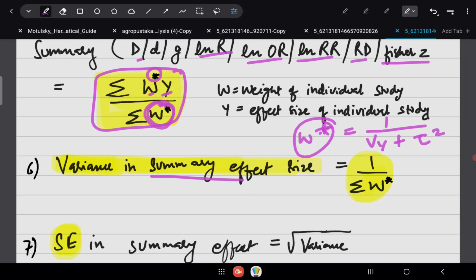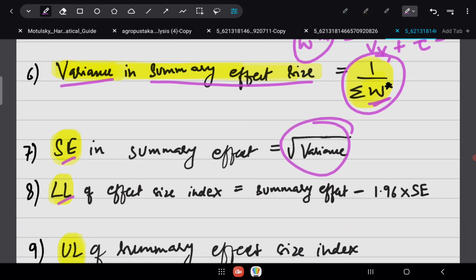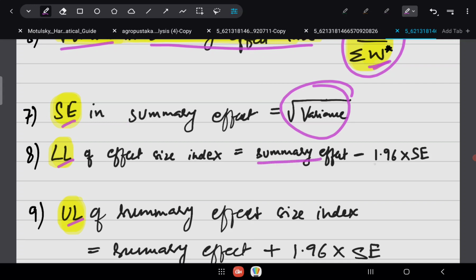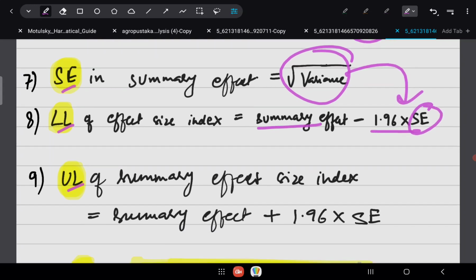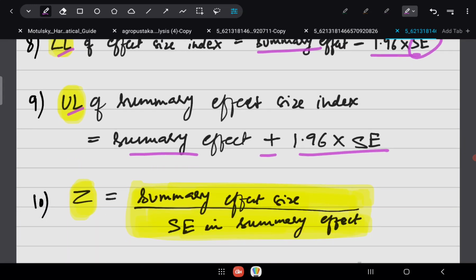So now you have the summary effect, then you can compute the variance of the summary effect. It will be inverse of the weight assigned to the studies in random effect modeling. Then you can compute the standard error of the summary effect. Obviously it will be the square root of the variance. Then you can compute the lower limit and upper limit of this summary effect. So the lower limit will be summary effect minus 1.96 into standard error of the summary effect, and upper limit will be summary effect plus 1.96 into standard error of the summary effect.